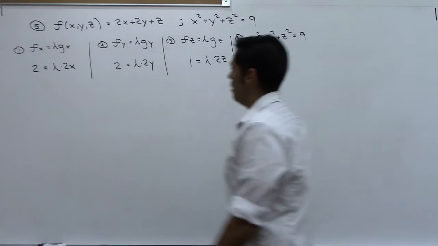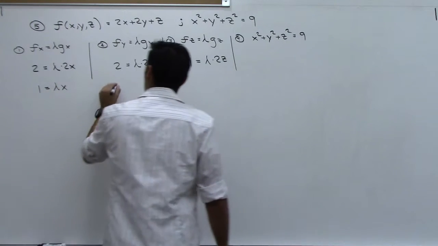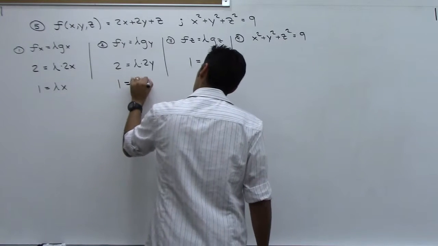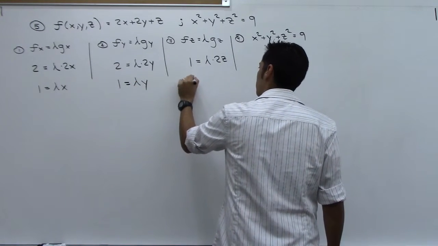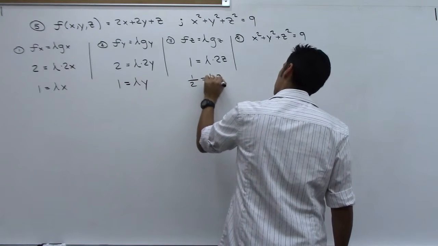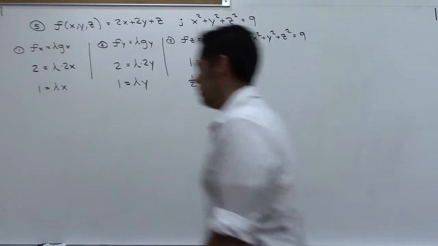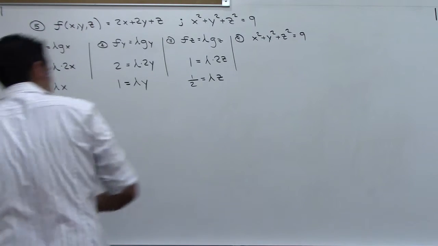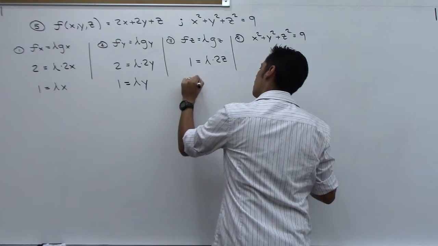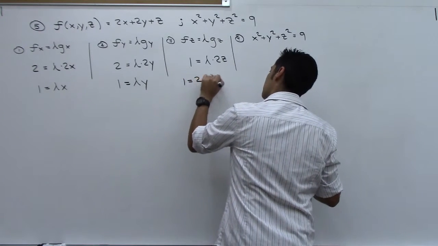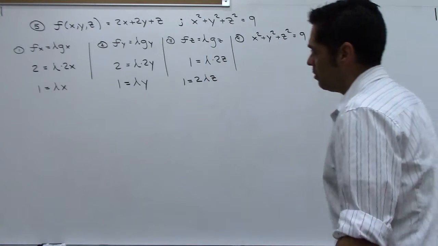And this cleans up a little bit here. I can do 1 equals lambda x and 1 equals lambda y. And over here, I can just leave it, or 1/2 equals lambda z. No, you know what? I'm going to leave it as 1. You'll see why. I'm going to leave this as 1 equals 2 lambda z. Because see, all these equations are all equal to 1, so I can set them all equal to each other.